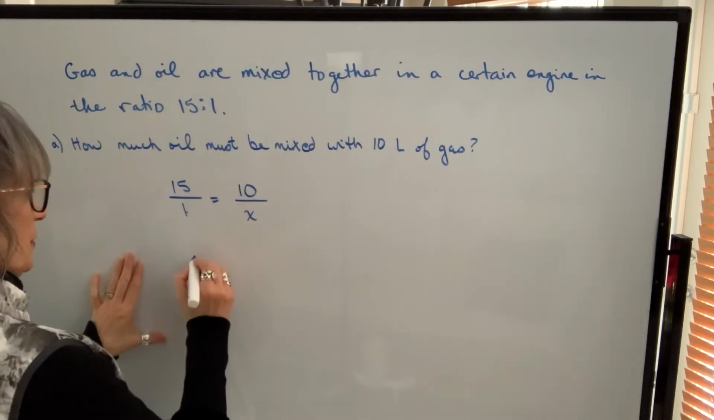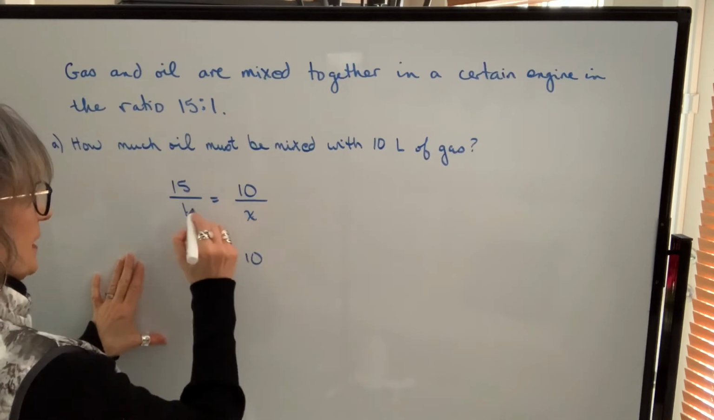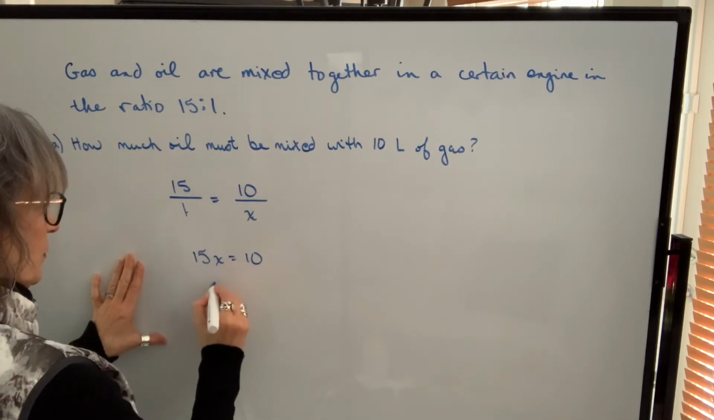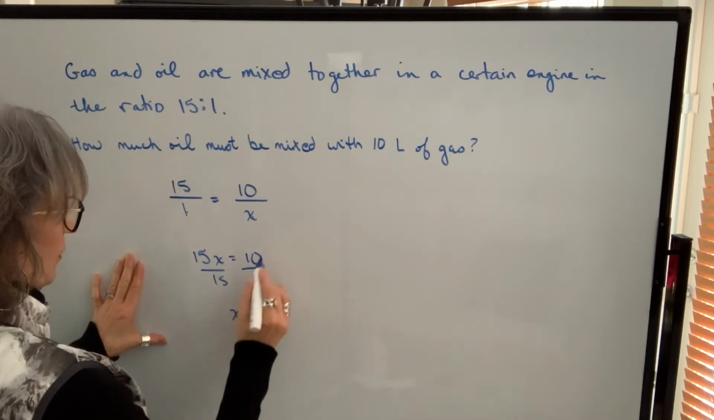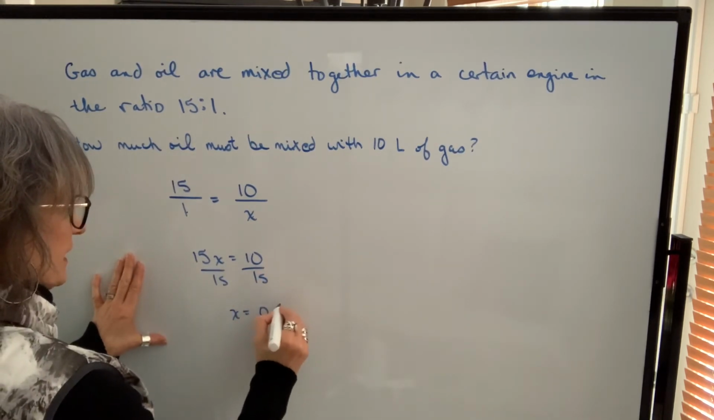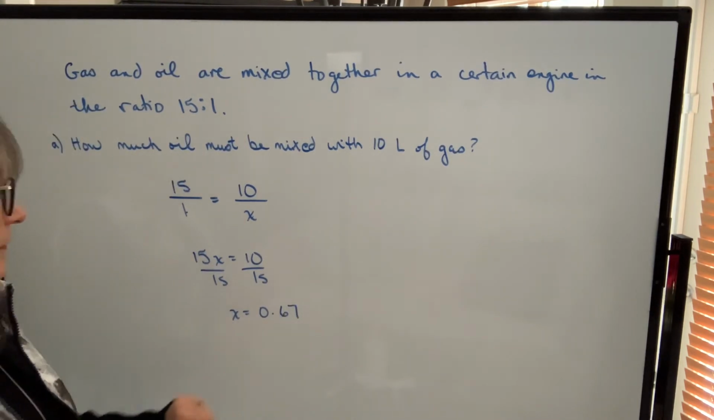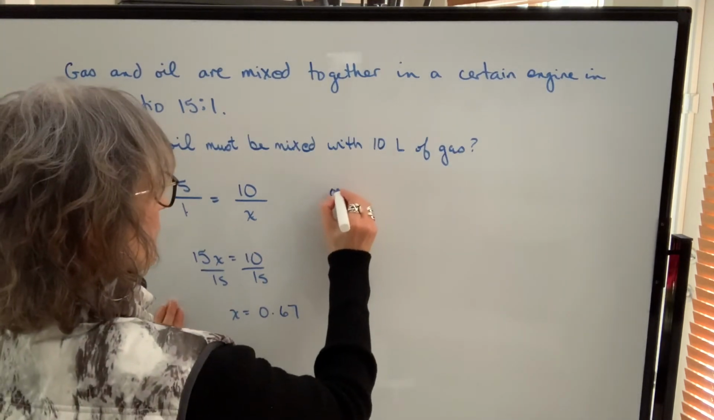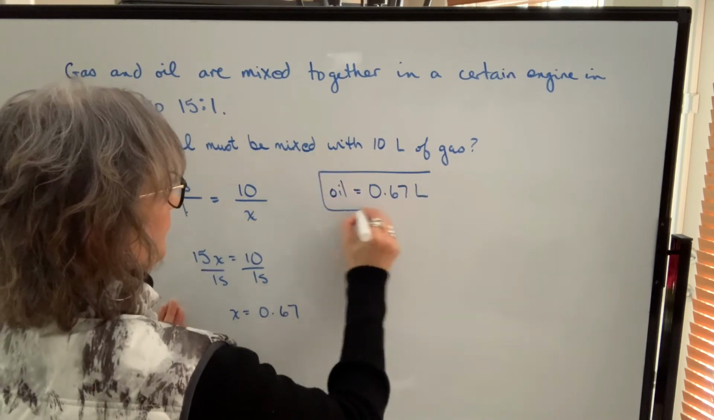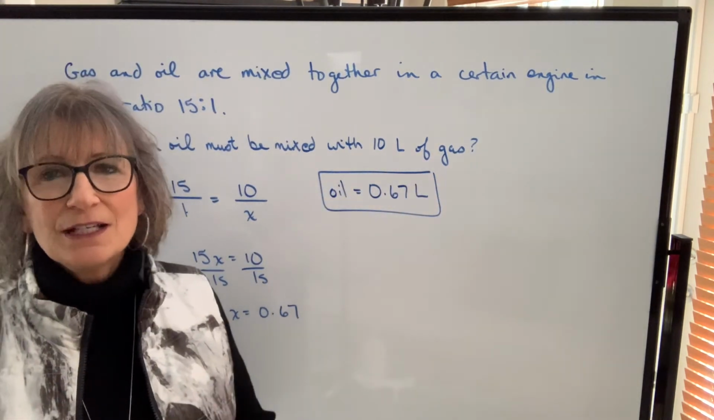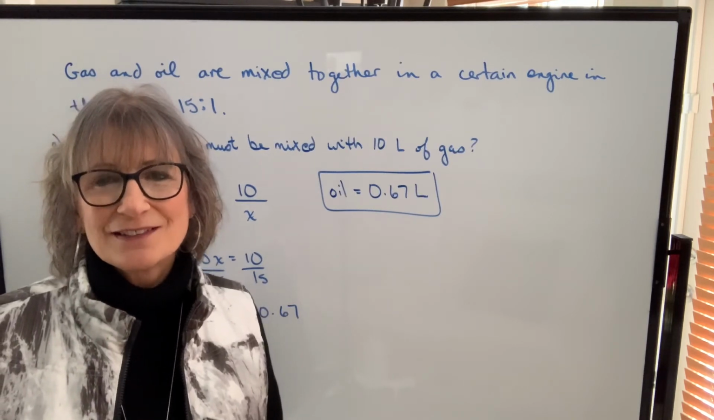Now we can cross multiply. So 15 times x will equal 10 times 1. Divide both sides by 15. So x will equal, and let's change it to a decimal, 0.666. We can round that off to 2 decimal places, 0.67. So the amount of oil will equal 0.67 liters. I rounded off, and now it's not exact, but we don't keep fractions when we're working with metric units.